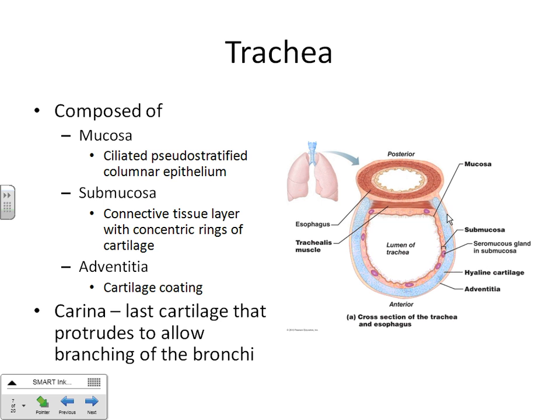Okay, that's fine. All right, so that was our mucosa, makes lots of mucus. Submucosa is underneath, connective tissue. Adventitia, that is going to be your circular rings, okay? Rings of cartilage. What type of cartilage? Hyaline cartilage. Good. Just checking.